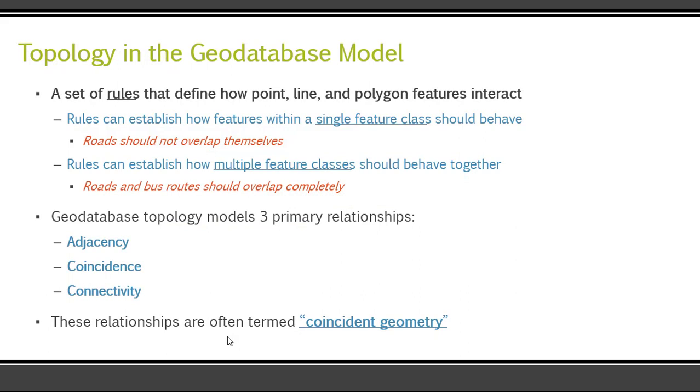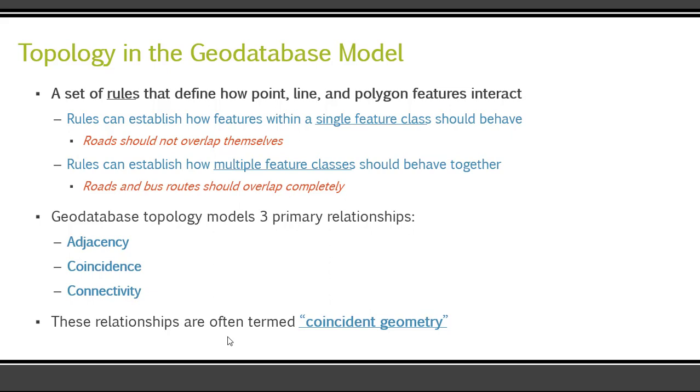So let's talk about what topology looks like in the geodatabase model. For geodatabases, the topology system now is a set of rules that define how our points, lines, and polygons are going to interact. So rules can be established in two different ways. They can be established to look at how features within a single feature class are behaving, or they can be used to look at how multiple feature classes are behaving together.